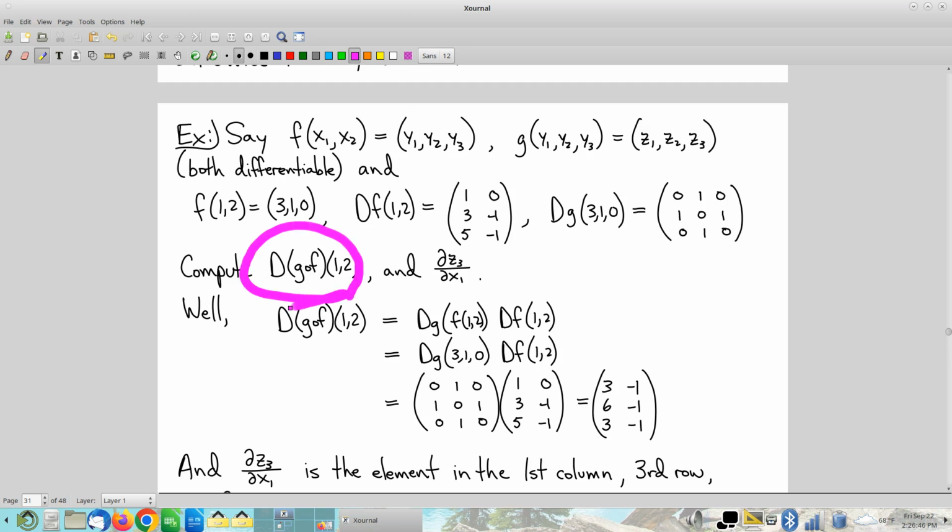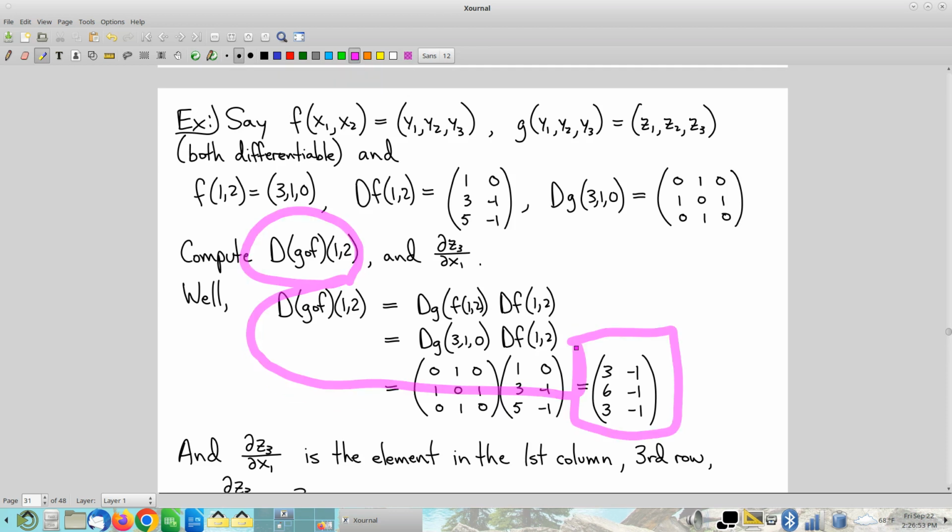This derivative matrix is that right there. Now let's look at the second question. The second question says, what is this specific partial derivative? So let's think about, okay, what is that a partial of? Partial of what with respect to what? Well, it's a partial of Z3, which you'll see is right here, which is the third output variable.